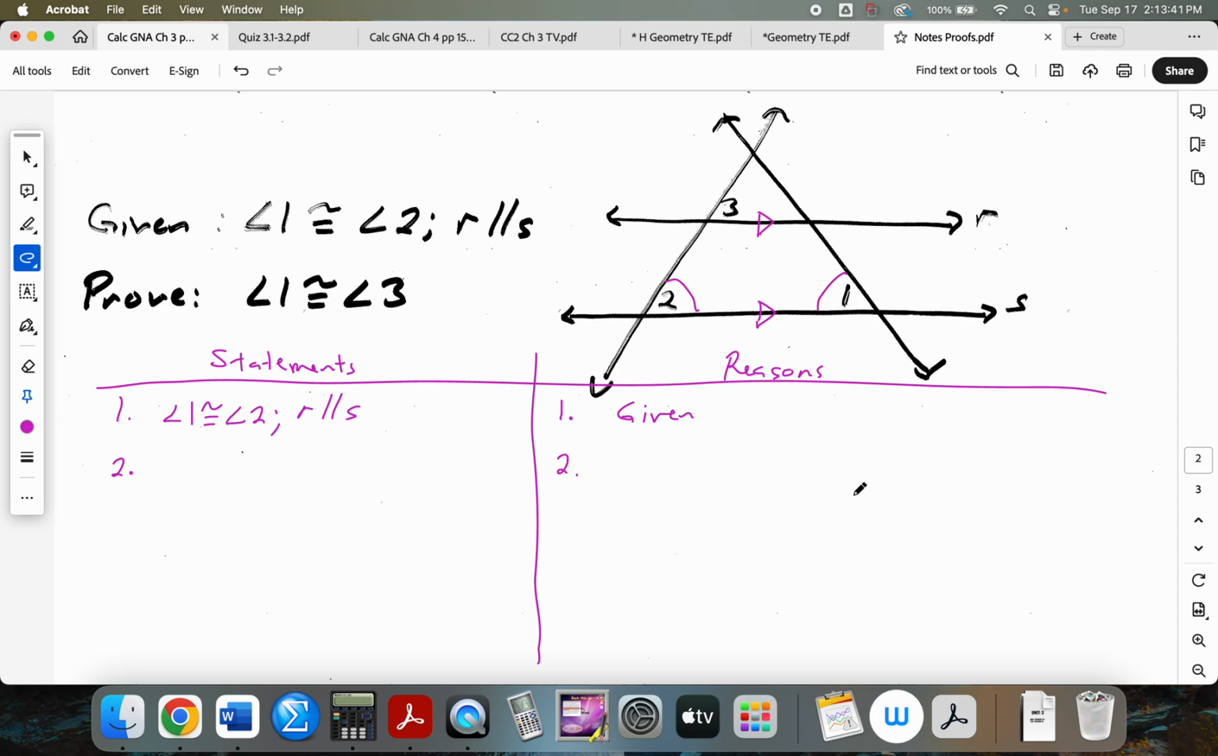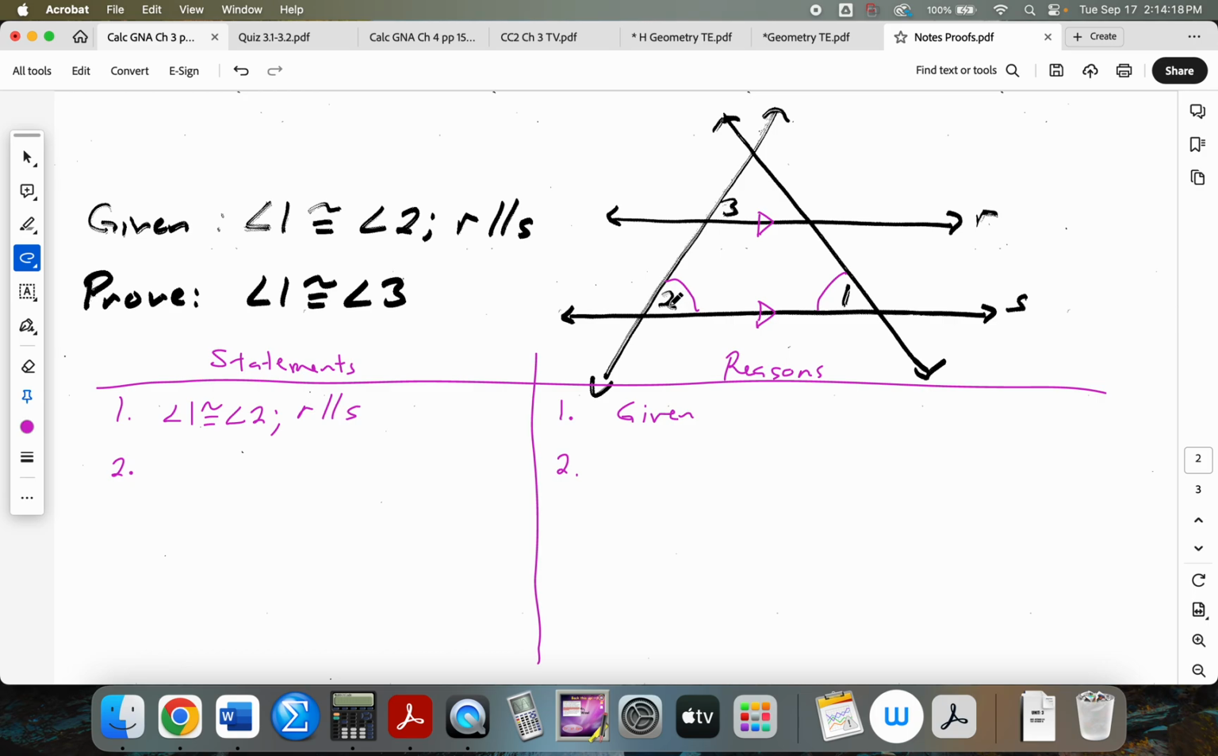If I know that R and S are parallel, if I go this way with angle 1, there's no other angle up here for me to compare it to. But if I go this way across the parallel lines with angle 2, I have angle 3. And what type of angles are angles 2 and 3? Corresponding. They're in the same location. So when lines are parallel, what do we know about corresponding angles?